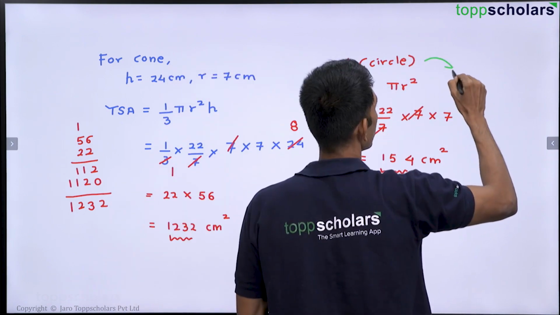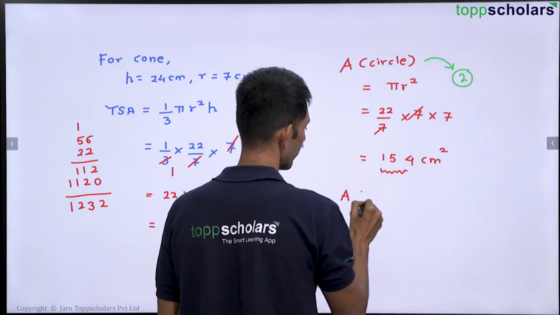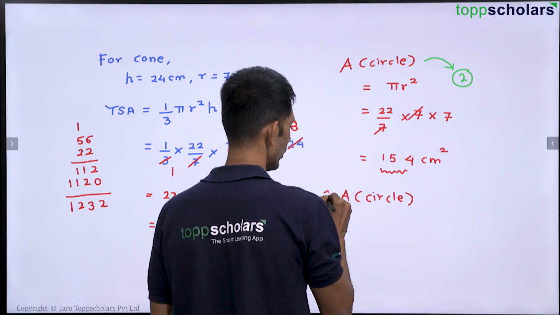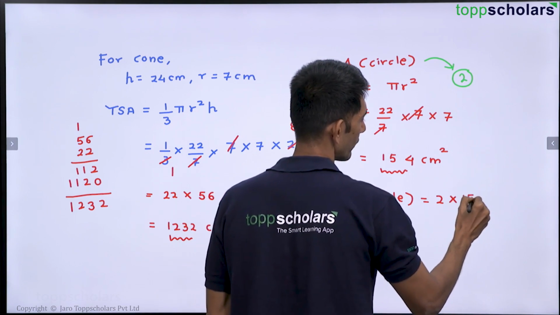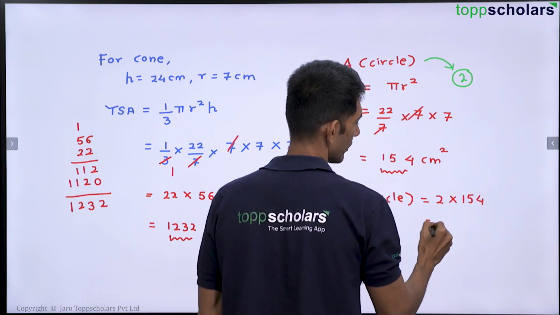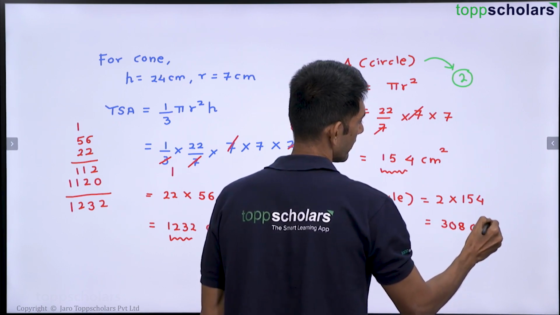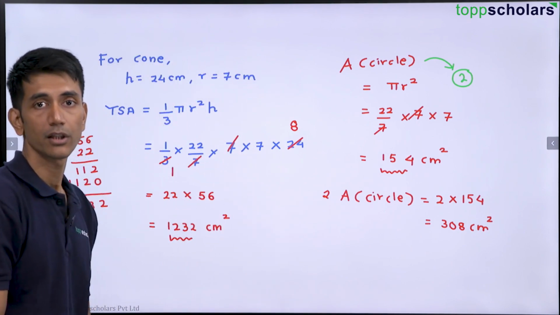So this gets repeated twice. So the area of the circular base into 2 will be equal to 154 into 2, that is equal to 308 centimeter square. Correct? Now we need to find the total surface area.